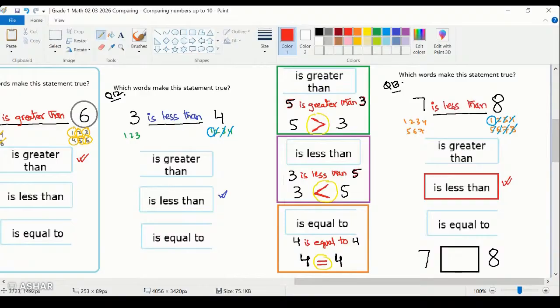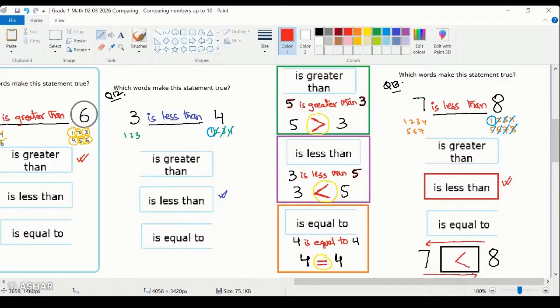That means if we want to use the sign, the open mouth will always come towards the bigger number. We can read this as 7 is less than 8. And if we read this way, we can say 8 is greater than 7. Agreed? We can also use a sign for greater than and less than. Okay?